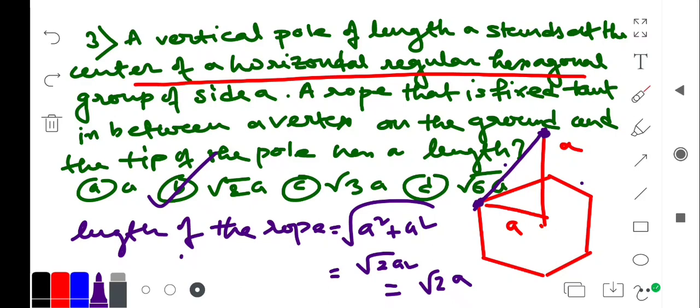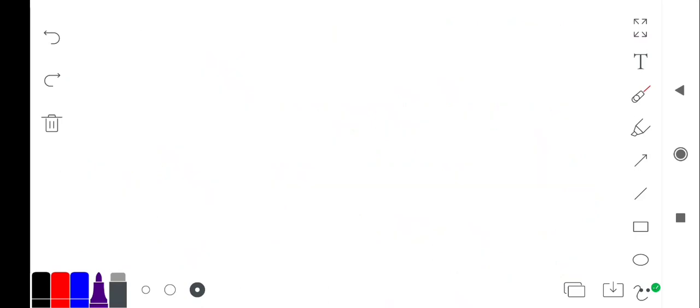Okay, so if we draw the whole diagram, we find one triangle is there, and we can use the Pythagoras theorem. As there is one vertex there, there is a 90-degree angle. Okay, so you can use the Pythagoras theorem, that is length of the rope is root over a square plus a square, that is root over 2a square, that is root 2a. There is no other possibility. Okay, next one.